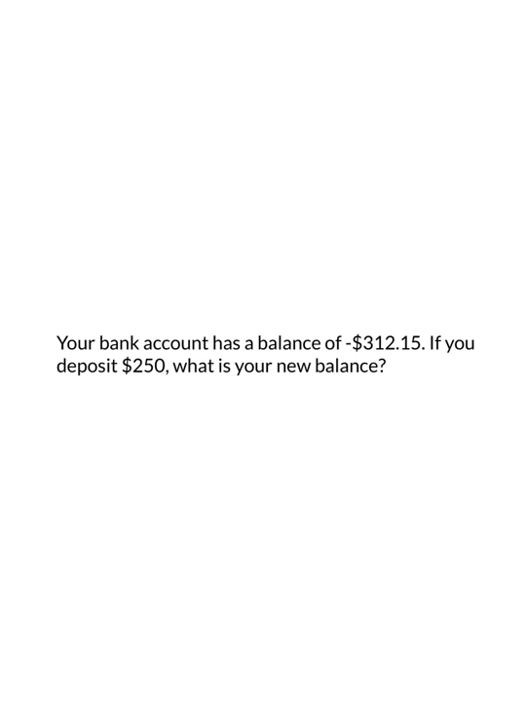Some kids will say to me, oh, that looks so weird that it's like a negative $312.15. What this means is that you actually overdrew your account. So you took out more money than you actually have. That's not good. So what we do then is we're going to deposit money into that account. So when you deposit money, it's adding that money to it.